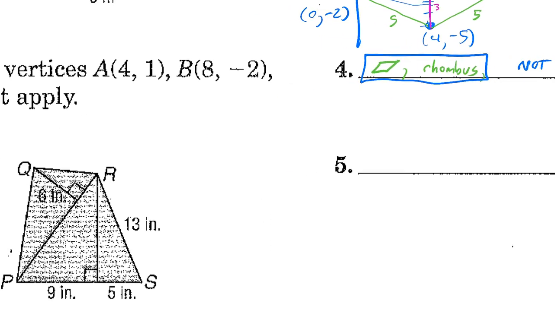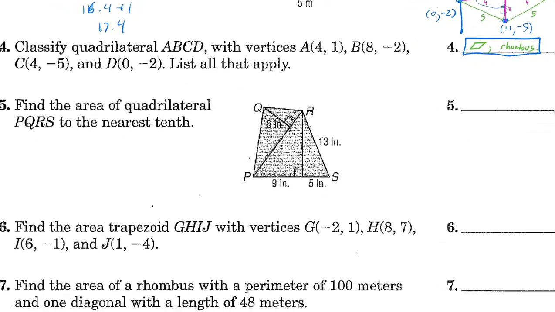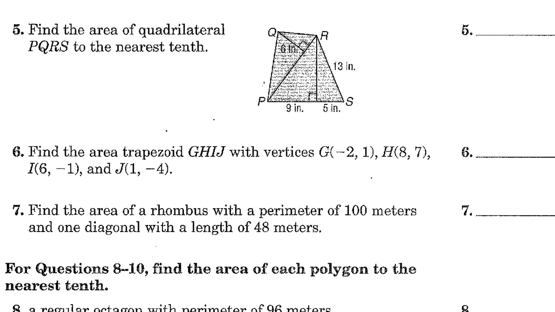All right, let's go. Oh, zoom, come on, zoom. Work, there we go. Find the area of quadrilateral PQRS to the nearest tenth. Okay, well, the way I see this is a triangle here where they're giving us a height, and we could probably figure out this base all the way across here.